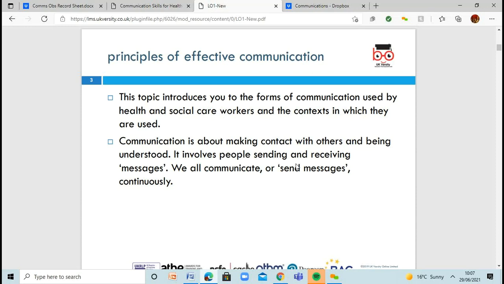So communication is completely about making contact with others, and it's also about being understood. When you're communicating with other people, you're actually sending a message and you're receiving a message. When you're talking to someone, you're passing your message on, and when they're talking back to you, you're listening and you're receiving their message. So it's just back and forth. And that's how we all communicate. We either receive messages or we send messages, verbally, text, email, in any way.